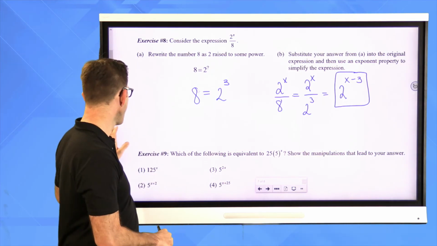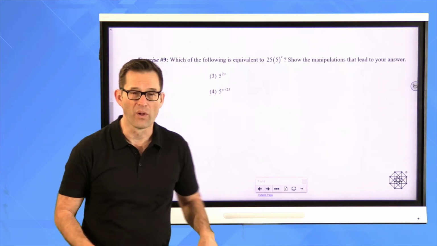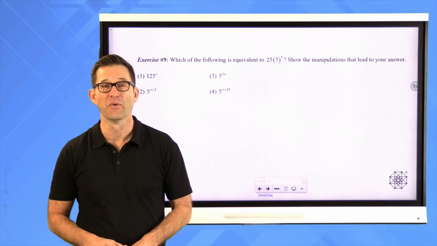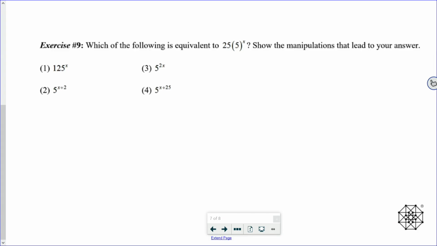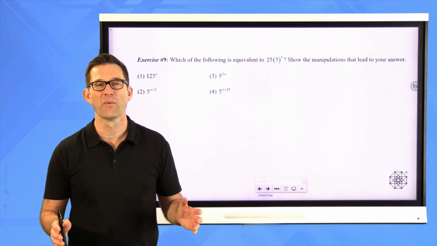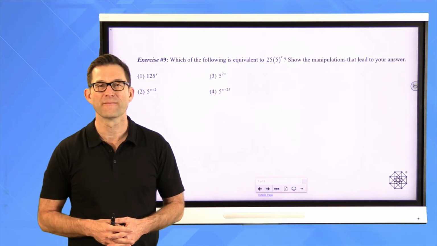All right, last problem. Then I think we will have really worked with the exponents to death. Exercise number 9. Which of the following is equivalent to 25 times 5 to the x? Show the manipulations that lead to your answer. All right, well, I'd like you to play around with this. Hopefully you'll be able to figure it out.